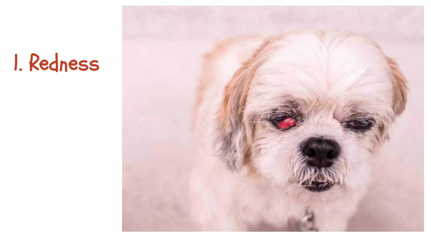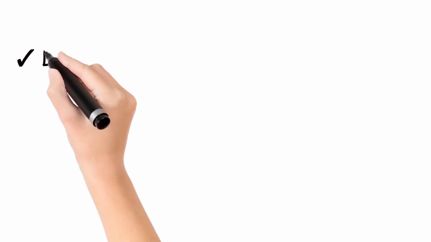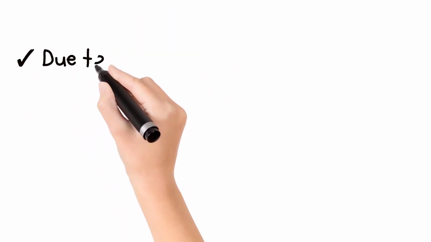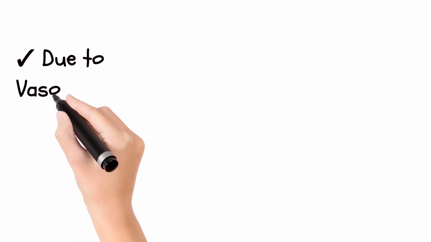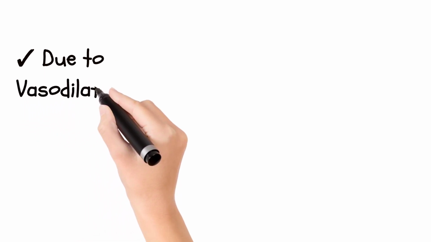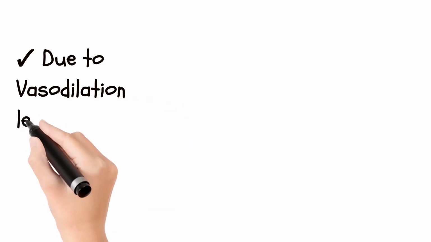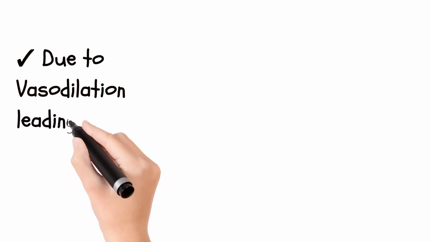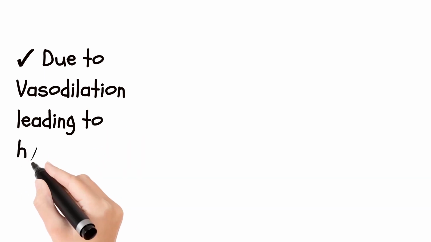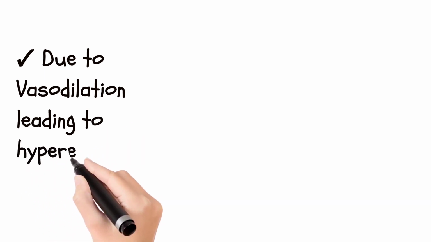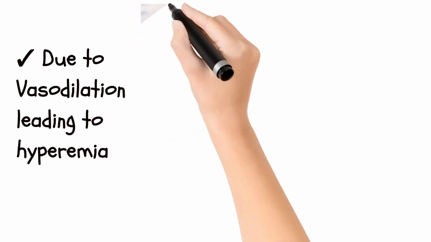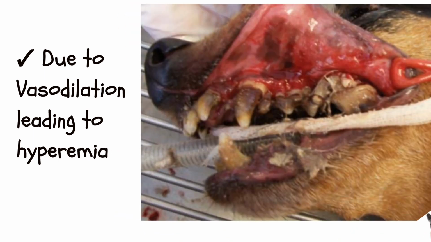An inflamed area will appear reddish in color, and this is because during inflammation there is vasodilation. That is, the blood vessels get wider, and this increases blood flow to the inflamed area. And when there is excess blood in that area, it is known as hyperemia. So now the inflamed area containing excess blood will appear reddish in color. So that is to say that redness is due to vasodilation, which leads to hyperemia.